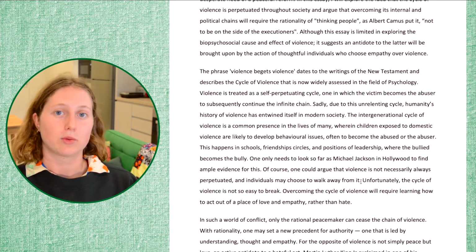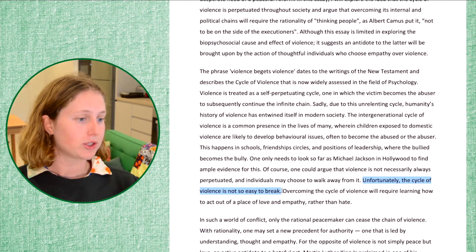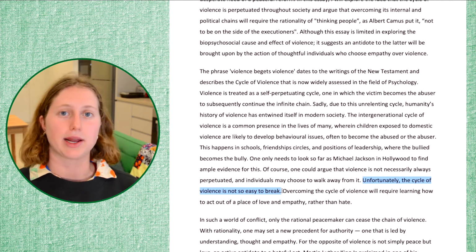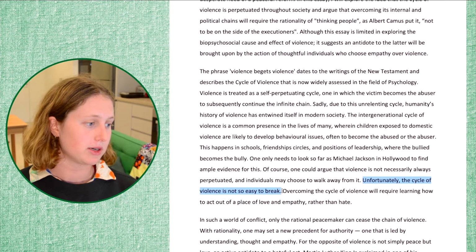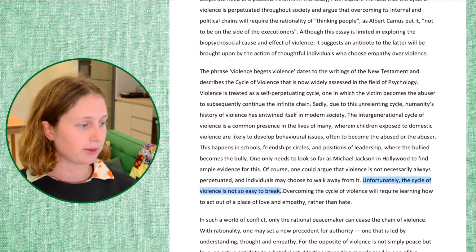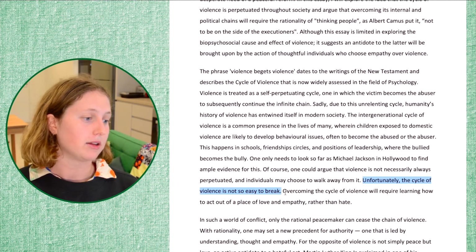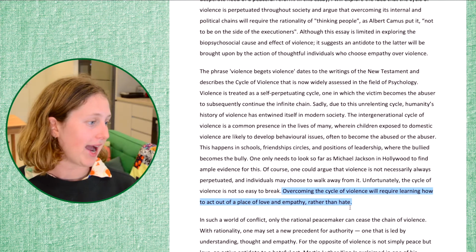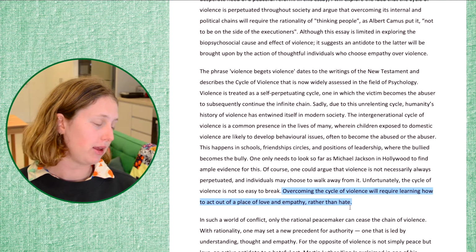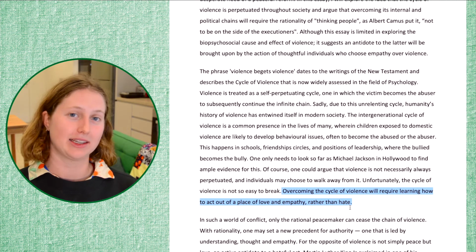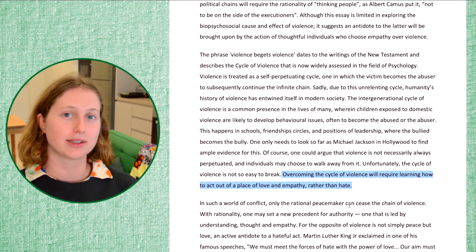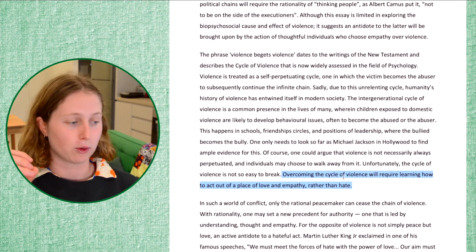Then I go on to reconfirm my argument. Unfortunately, the cycle of violence is not so easy to break. Awesome, so I've acknowledged the counter-argument and I've reconfirmed my argument. Overcoming the cycle of violence will require learning how to act out of a place of love and empathy rather than hate. That last sentence is my linking sentence, and you can see that I've linked back and I've linked forward. I'll show you how.